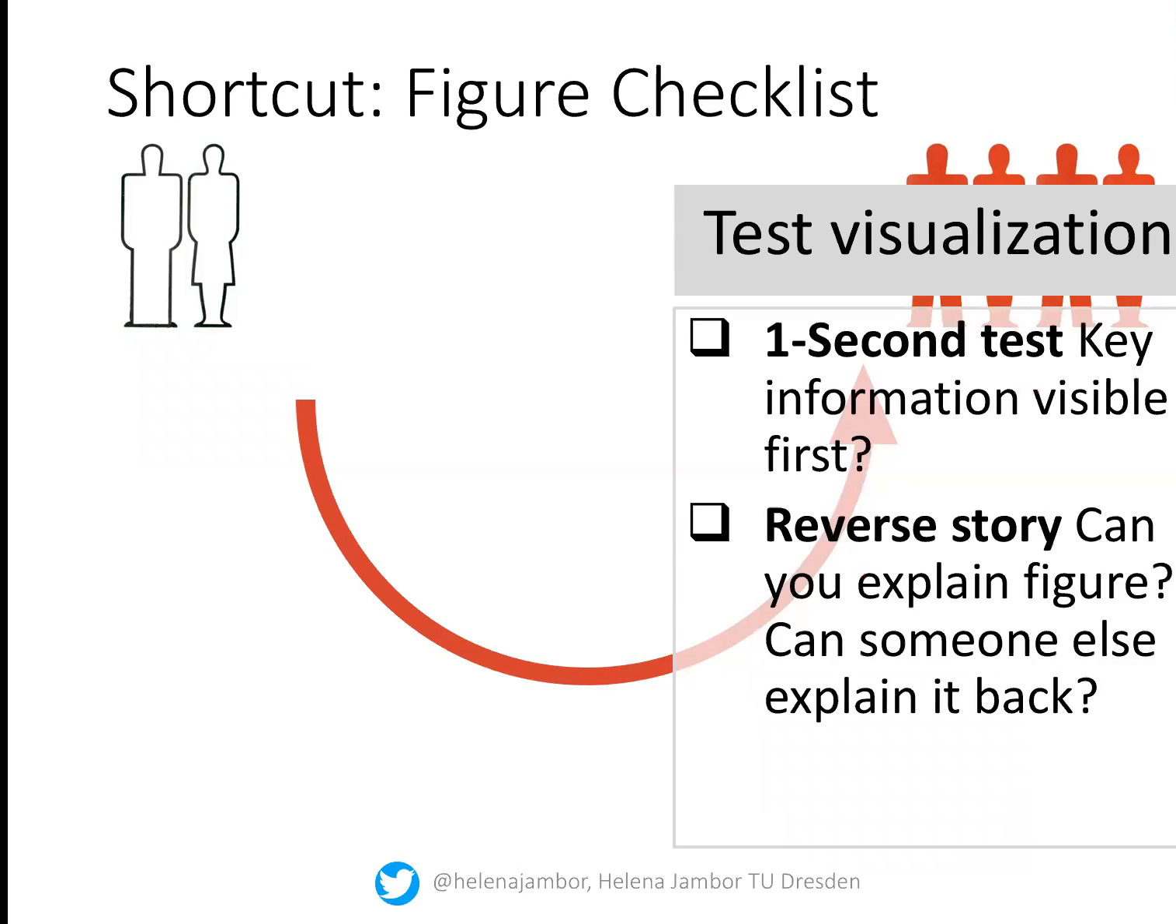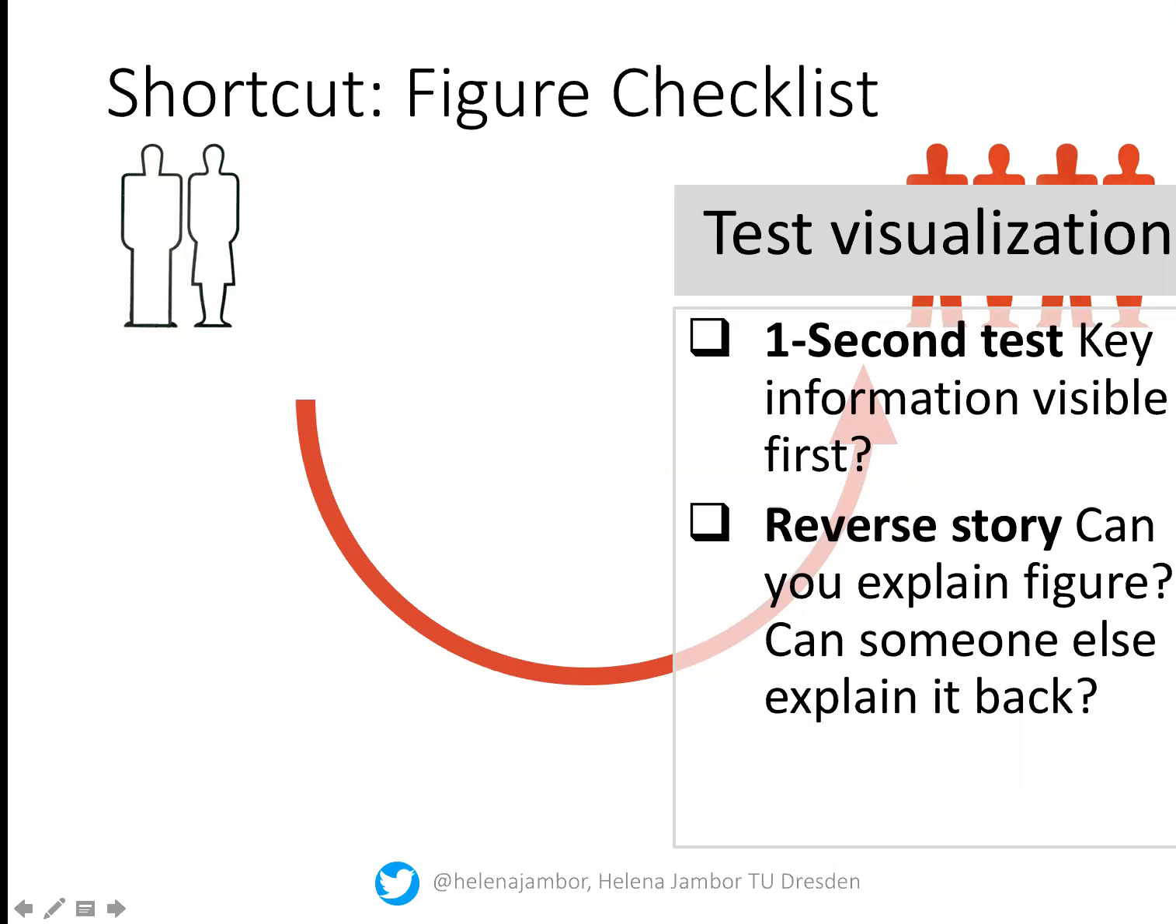So how to test if a visualization works, there are 2 possibilities. The first is the 1-second test. You show your visualization to someone for just a second, and you ask, is the key information visible at the first glance? Meaning, is the information that you want them to take out really, really visible at the first glance? Because then you use the power of the intuitive, pre-attentive visual perception.